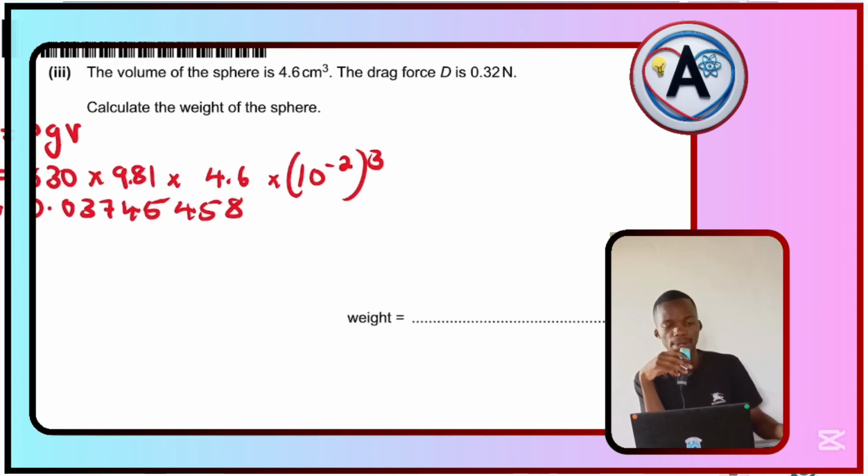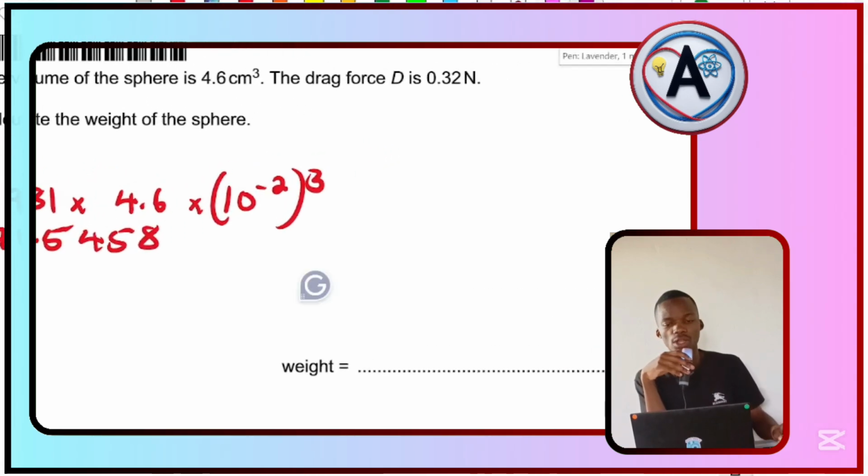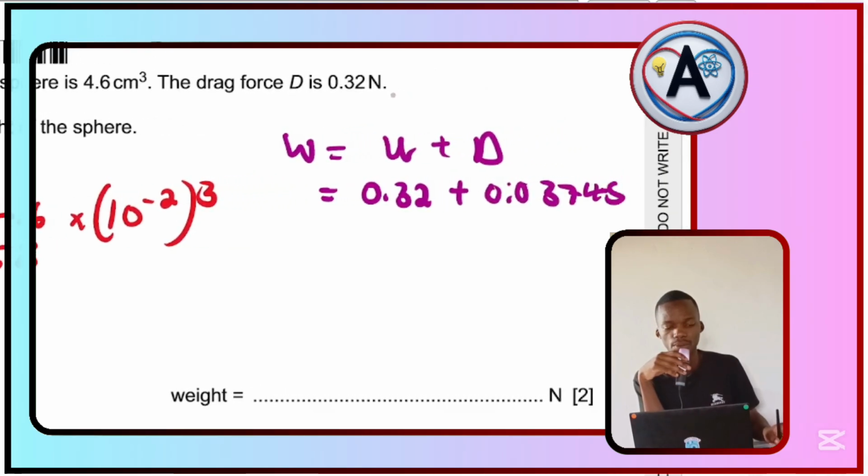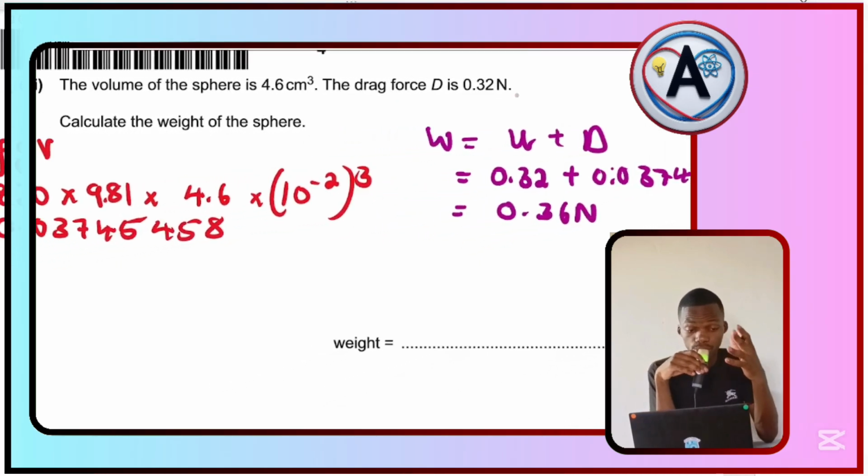Now, in order to get my weight, I therefore just say that my weight is basically going to be equal to my upthrust plus the value of d. But I already now have the value of upthrust and the value of d. Both of them I have them. So it's just going to be 0.32 plus 0.03745, and that's going to add up and give me 0.36 to 2SF. Why 2SF?